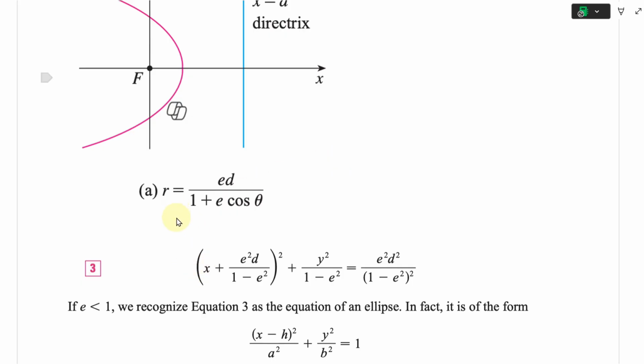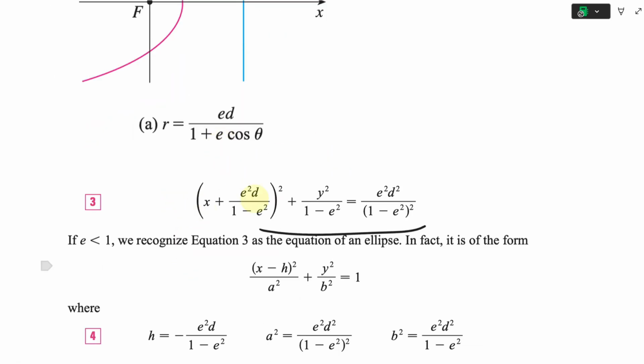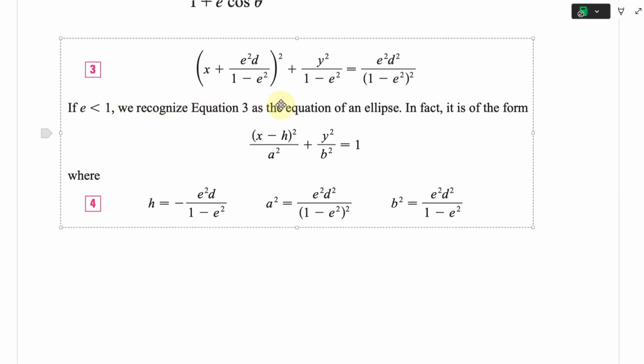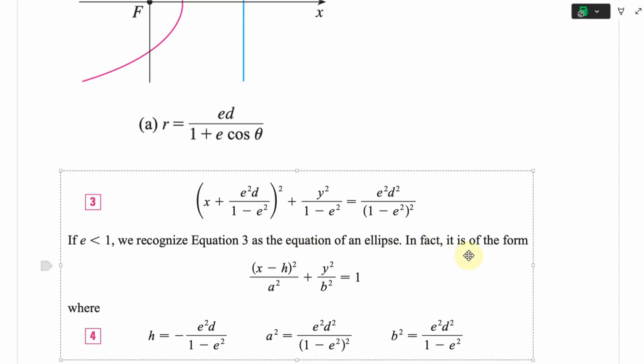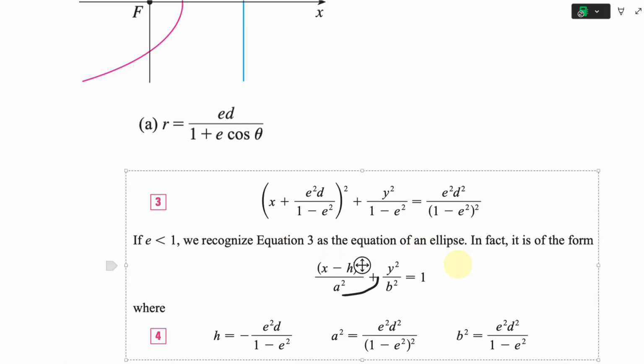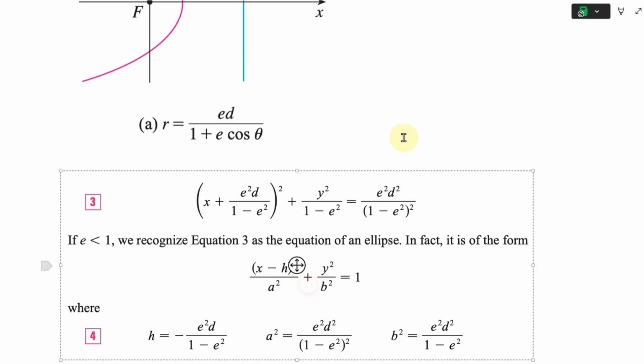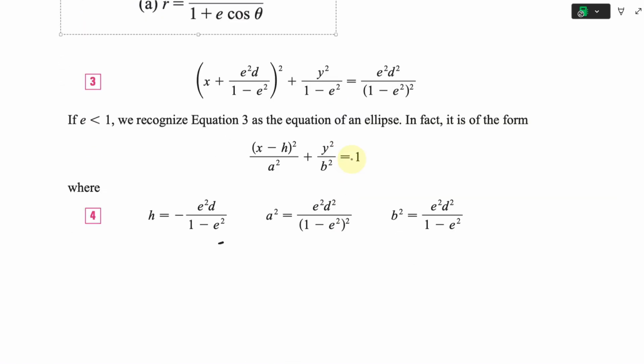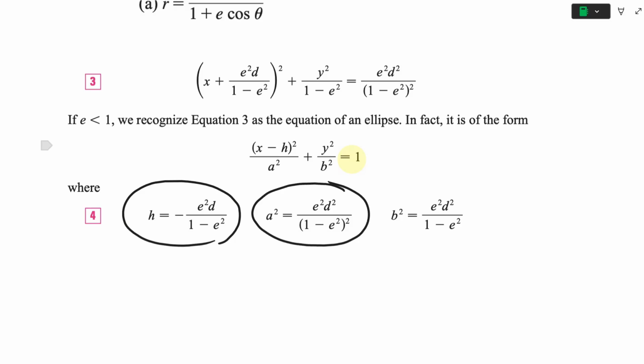And then I basically derived this, made it back into the normal ellipse equation setup. What we end up having is, if e is less than 1, we recognize this equation 3 here as the equation of an ellipse. In fact, the form of this right here is a horizontally shifted one. So basically (x minus h) squared over a squared plus y squared over b squared equals 1, where h equals negative e squared d over 1 minus e squared, a squared equals e squared d squared over (1 minus e squared) all squared, and b squared equals e squared d squared over 1 minus e squared.